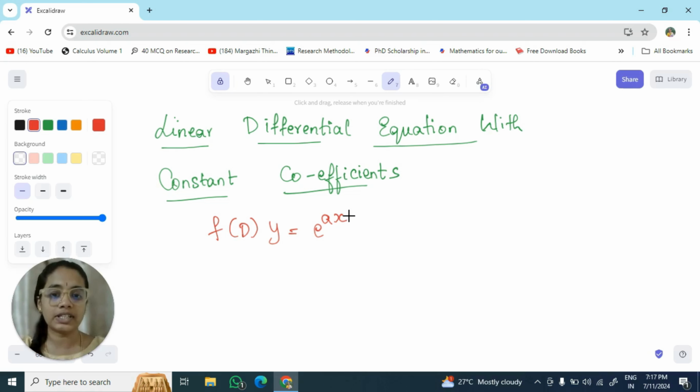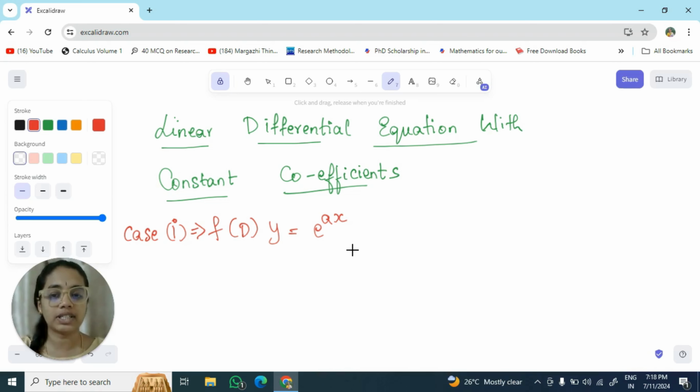When we have this type of problem, let me take this as case 1. We have 2 or 3 more types of non-homogeneous differential equations. Let's study all of them one by one. The first one says f of D into y is equal to e power ax.